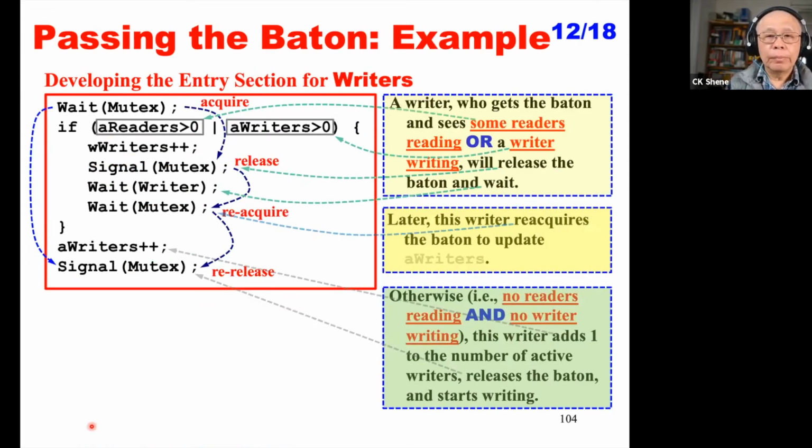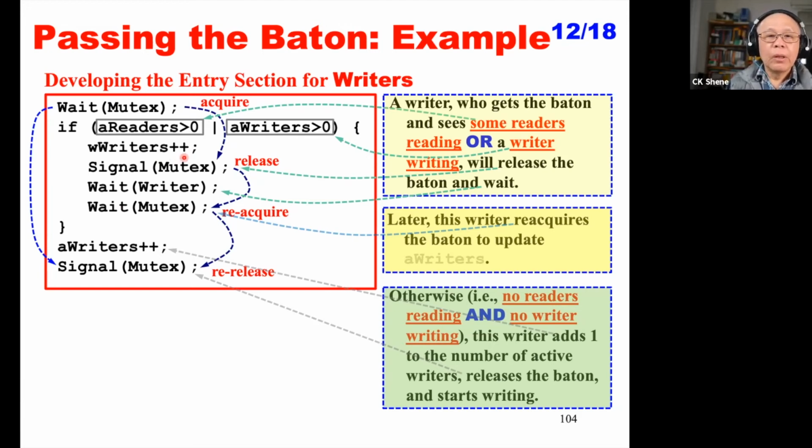Now, we get to the writers. Remember, the last two sections say, upon exit, a writer should release a reader. If there are readers waiting, we release a reader; if there are no readers, then we release a writer. So it's still a sort of reader priority version, as we mentioned. So let's take a look at the entry section of the writer.